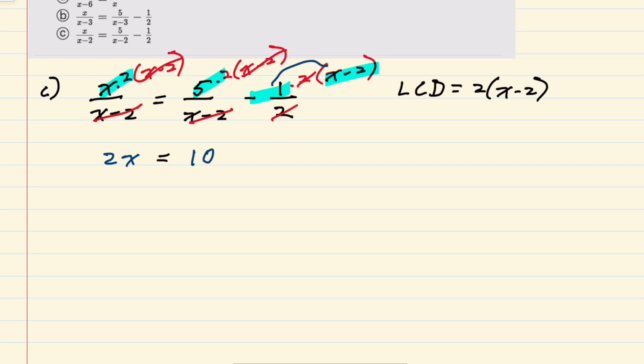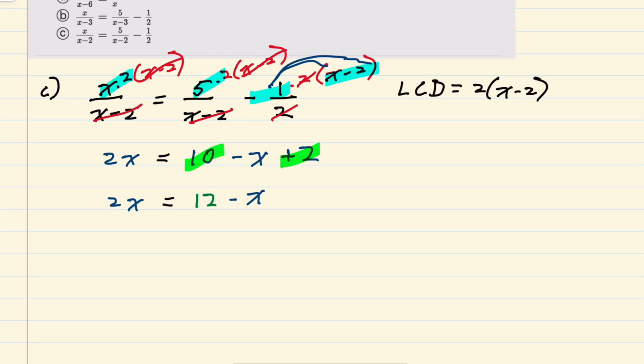Minus 1 times x, a minus x, minus 1 times a minus 2, a plus 2. Combining like terms on the right, we have 10 plus 2 is 12, minus the x.